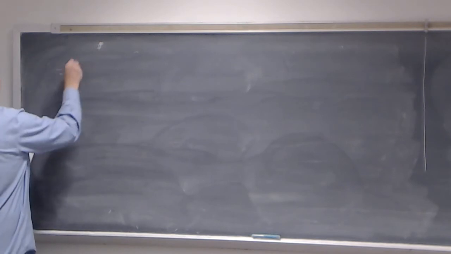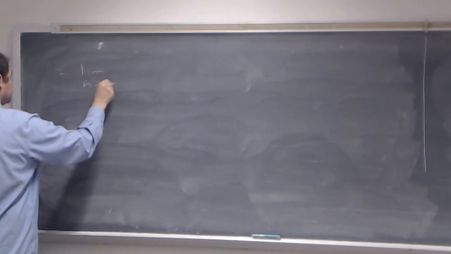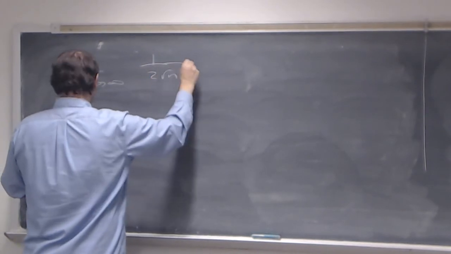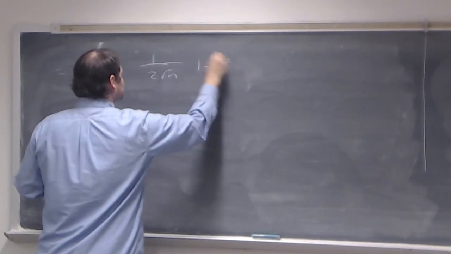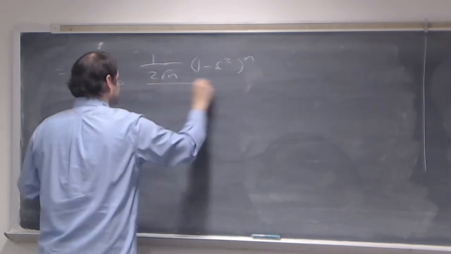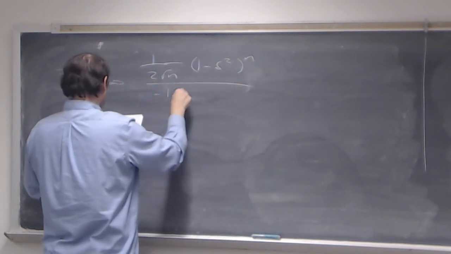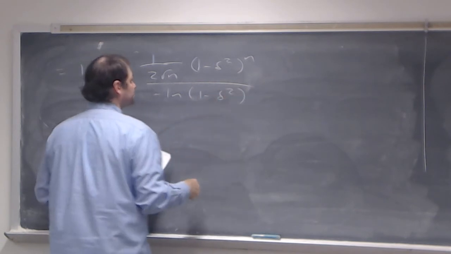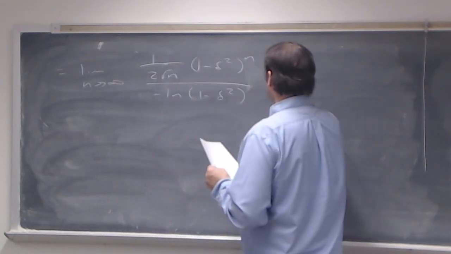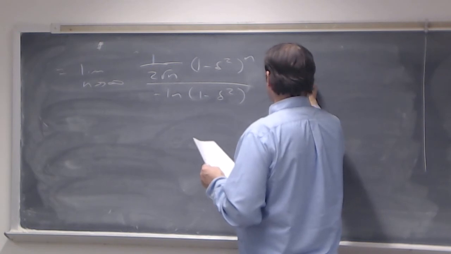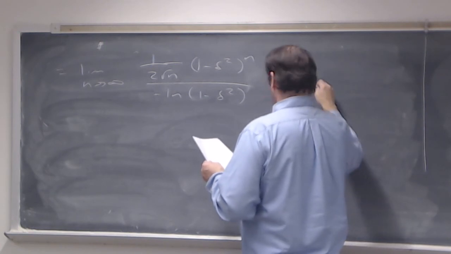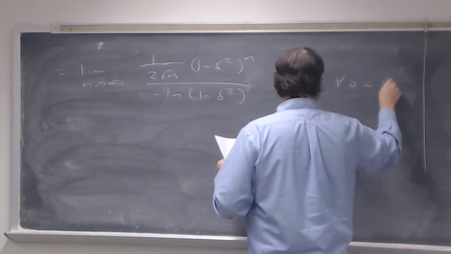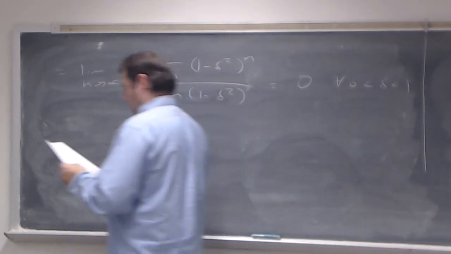And that's equal to the limit as n goes to infinity of 1 over 2 times the square root of n times (1 minus delta squared) raised to the n, I'll bring that part to the top, over minus ln of (1 minus delta squared), which is just a number. And so this goes to 0. And that's for all 0 less than delta less than 1. When delta is 1, we get 0.